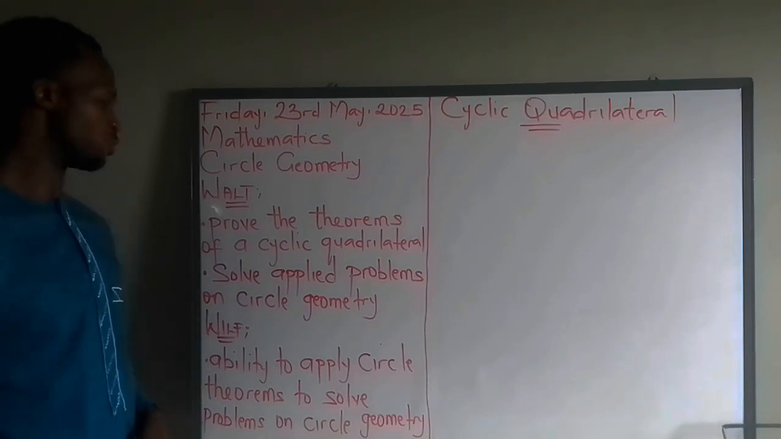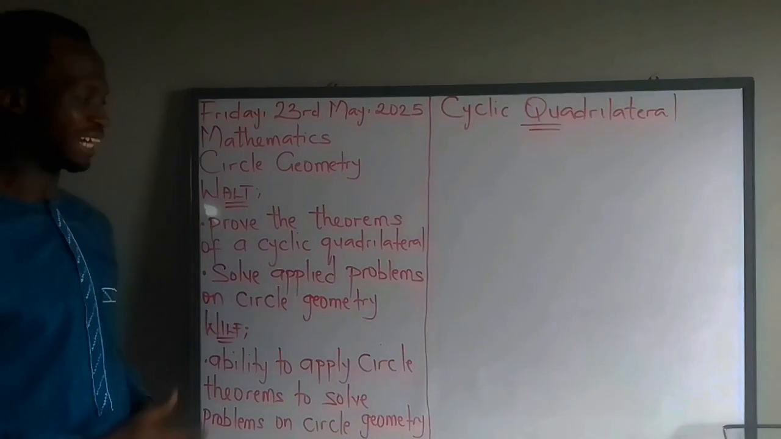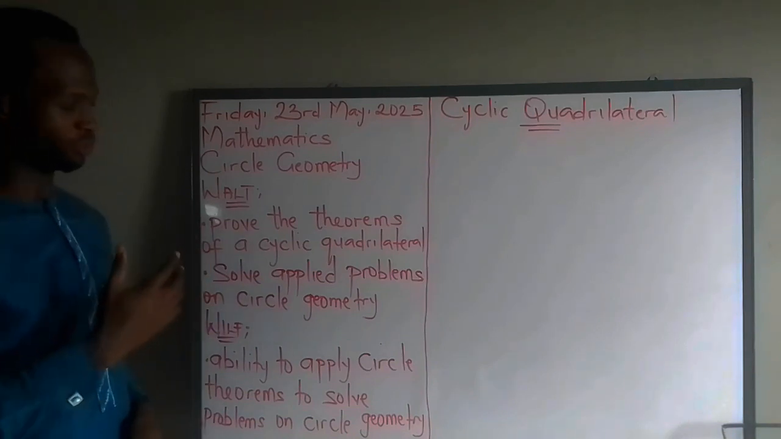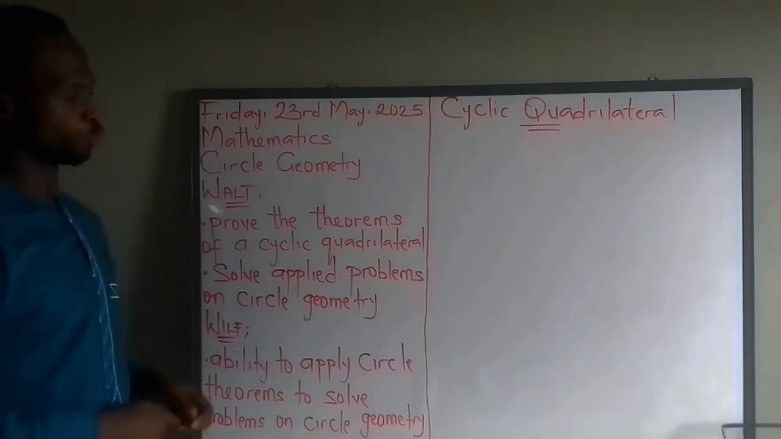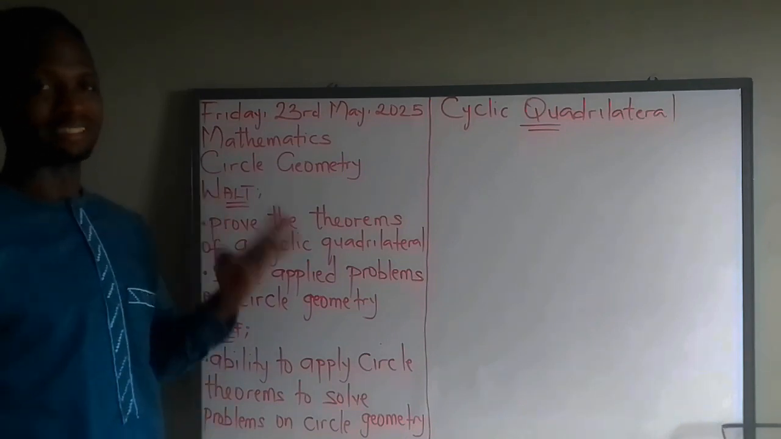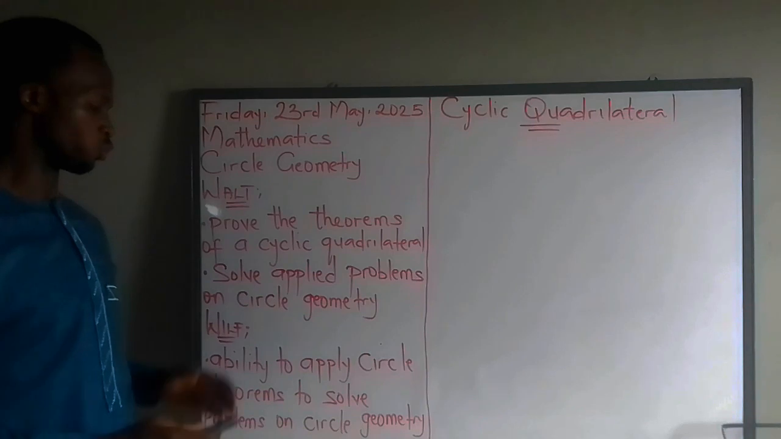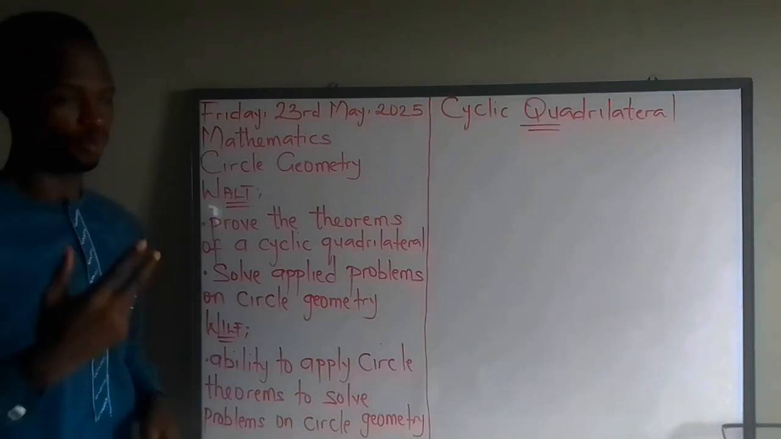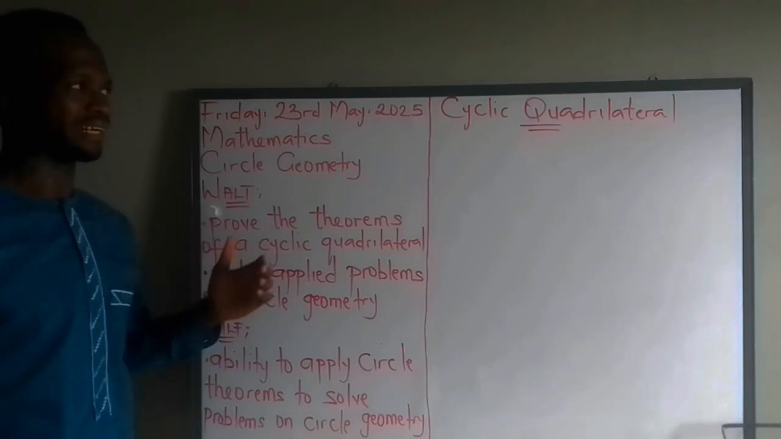So we'll continue our lesson on circle geometry. Today we are learning to prove the theorems of a cyclic quadrilateral and also to solve applied problems on circle geometry. So far we've been able to prove 3 circle theorems, and today we are going to look at 2 more, and that will be on cyclic quadrilateral.